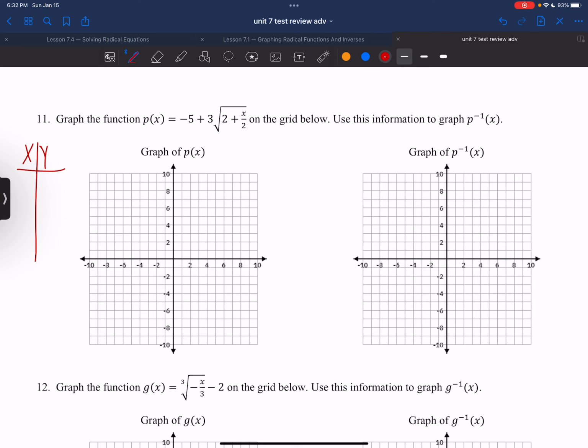First good choice would be negative 4. Okay? We want to test negative 4 because that's what's going to make that go to 0. Because square root of 2 plus negative 4 over 2, that's square root of 0. And 3 times root 0 is 0, so it's negative 5. And that's where my endpoint is, negative 4, negative 5.